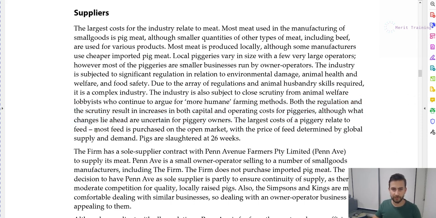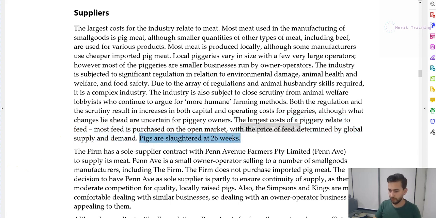The largest costs for piggeries relate to feed. It's an important point. Most feed is imported, with the price determined by global supply and demand. And pigs are also, that's probably got a separate point. So this point's probably important because it's going to say, okay, do we try and secure a local piggery, which will allow us to secure our supply chain and reduce the risk of price fluctuations on the open market.